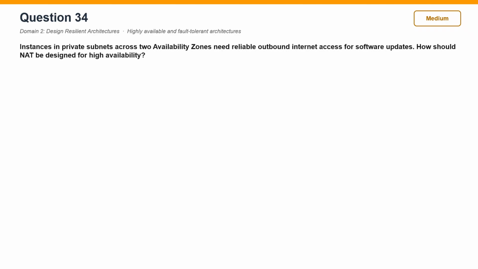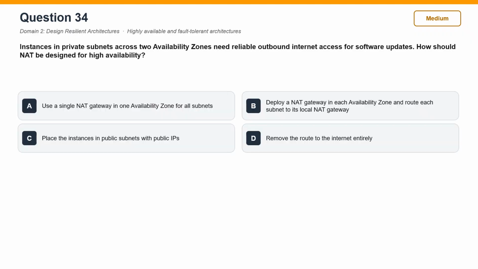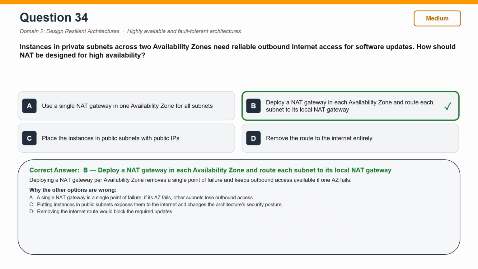Question 34. Instances in private subnets across two availability zones need reliable outbound internet access for software updates. How should NAT be designed for high availability? The correct answer is B. Deploy a NAT gateway in each availability zone and route each subnet to its local NAT gateway. Deploying a NAT gateway per availability zone removes a single point of failure and keeps outbound access available if one AZ fails. Now, why the other options are wrong?